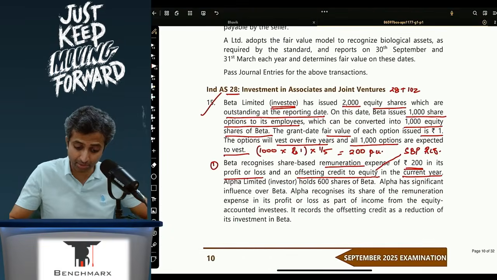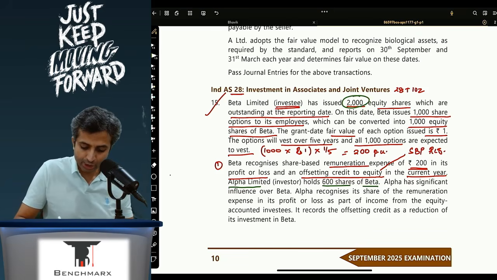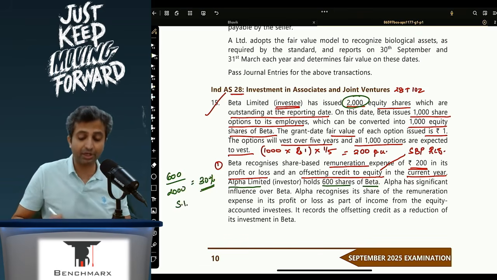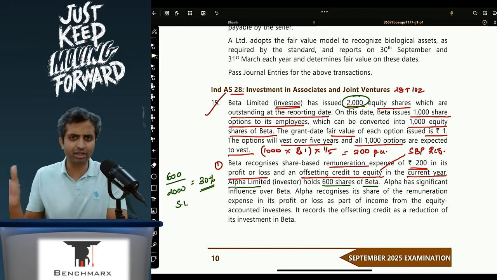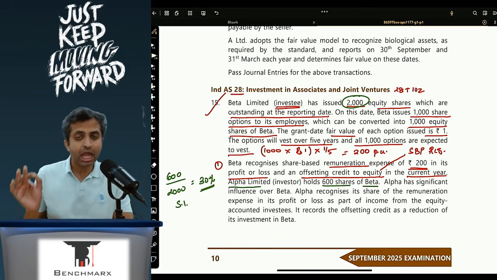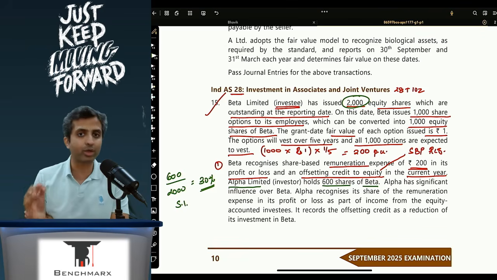So let us read further about Alpha, and this is where the question gets interesting. Alpha, who is the investor, holds 600 shares of Beta. Now, initially we had said Beta had how many shares? 2,000 shares. So Alpha's shareholding would be 600 out of 2,000, and hence Alpha owns a 30% stake in Beta. Now 30% gives Alpha significant influence, and Beta is an associate. And if it's an associate, Alpha will record investment in Beta using the equity method.